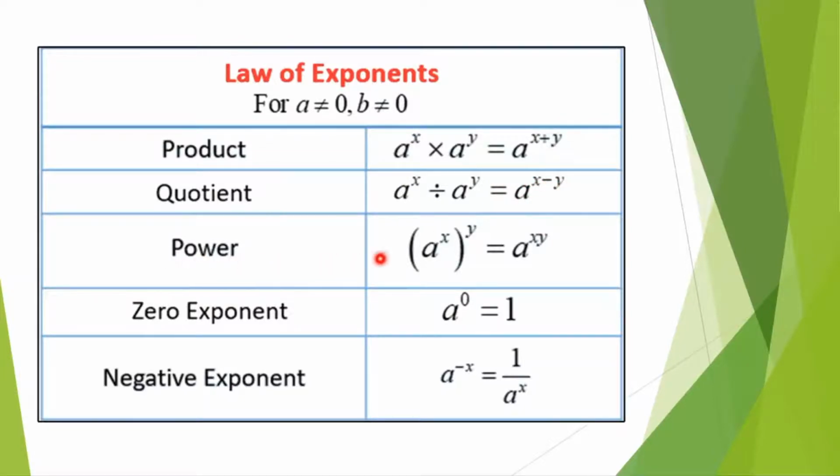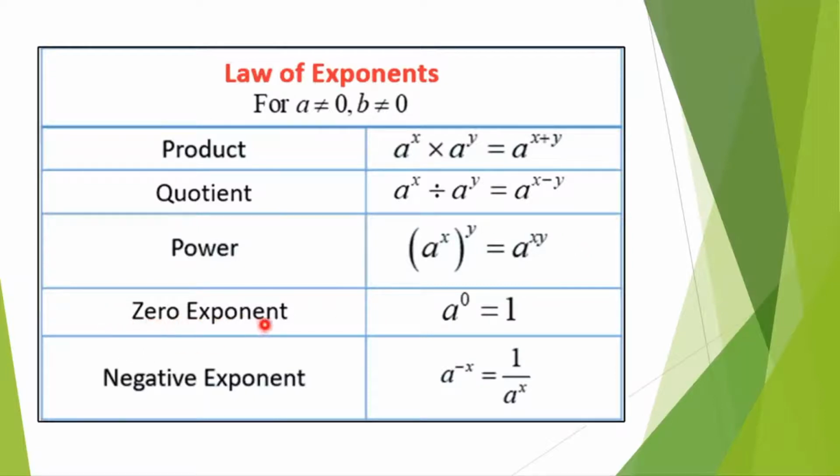Now power in the sense of brackets. Whenever there's a bracket, the thing you need to do is just multiply. As you can see here, a to the power of x is inside the bracket while the power y is outside the bracket. So what you just have to do here is multiply both these powers with each other, so it will become xy, which is also x into y.